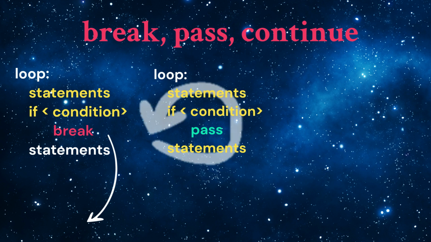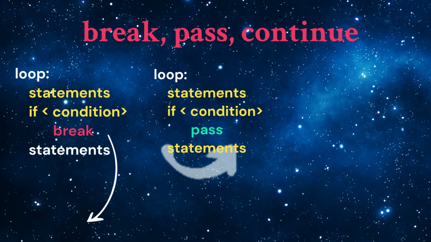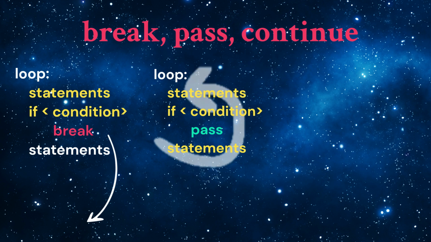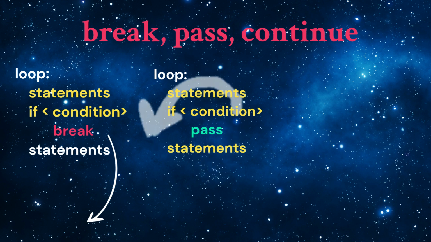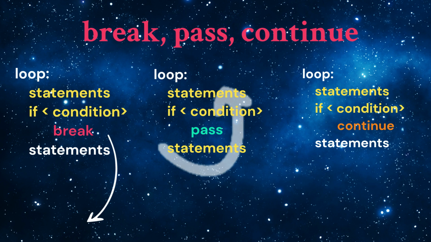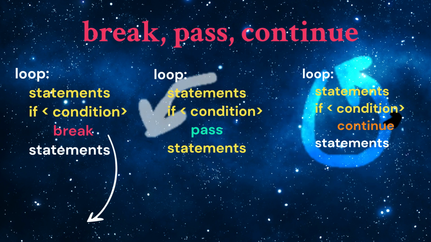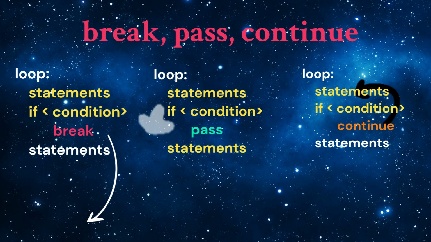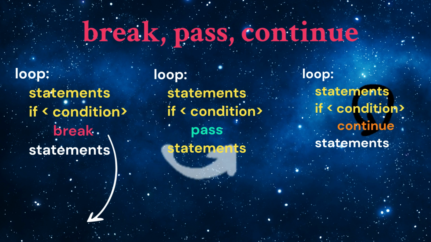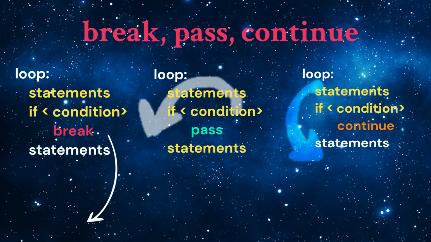So usually the pass keyword is used in scenarios when the code has not yet been decided, what is to be written under the if condition. So in those times, we would use the pass keyword. And in the next one, the continue keyword, the loop happens, and when the condition is met and the continue keyword is hit, the statements following the continue keyword, which are a part of the loop, will not be executed. It will go to the next iteration of the loop.